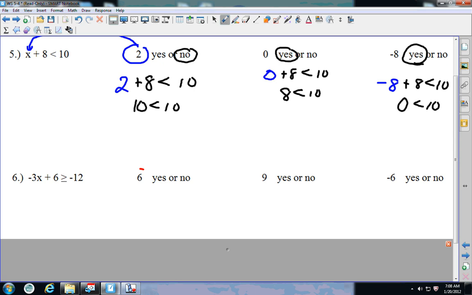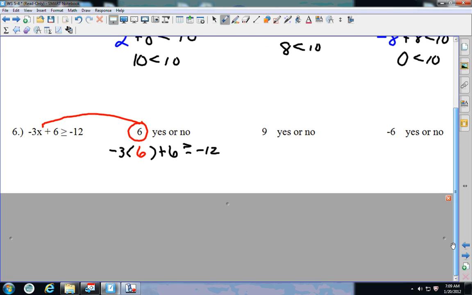Again, they want you to use substitution, so I'm going to take 6 and put it in here for x. So I have negative 3 times 6 plus 6, and they want to know if that's greater than or equal to negative 12. Well, let's see. Let me move this up.